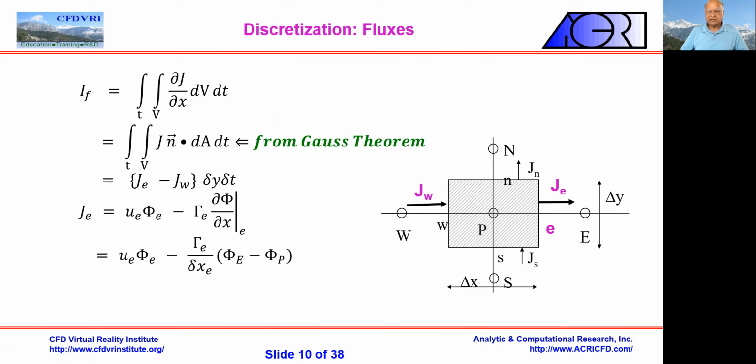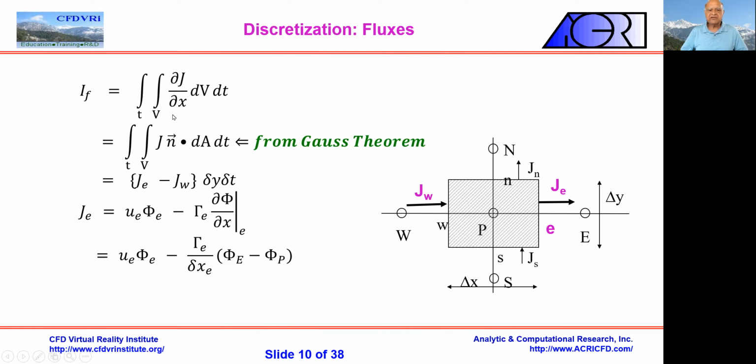Now we come to the fluxes, which is a more interesting problem. Here I show the flux at two faces, J east and J west. These fluxes are at the face, right? Not at the volume point, at the field nodes, because this is the surface. They're leaving a surface, entering a surface.